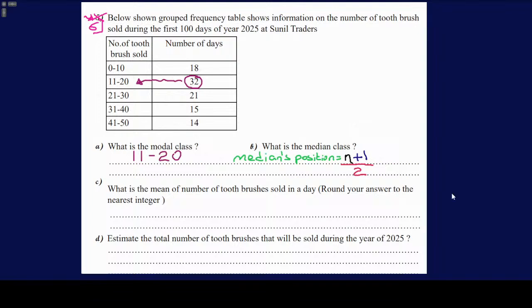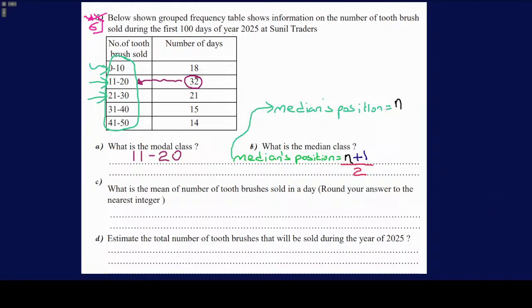But since this is a grouped frequency table with classes, see there are multiple classes. So when you're dealing with a grouped frequency table with classes like this, the median's position formula can be slightly modified. It could be written as what? Median's position equals n divided by 2. The plus 1 is not required.